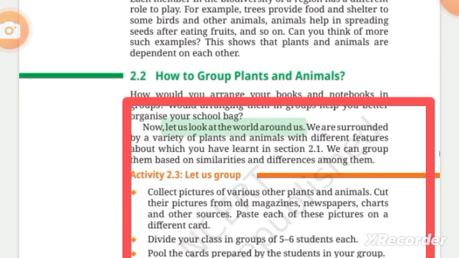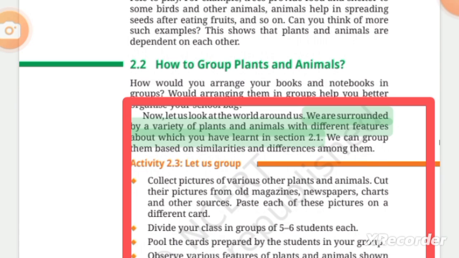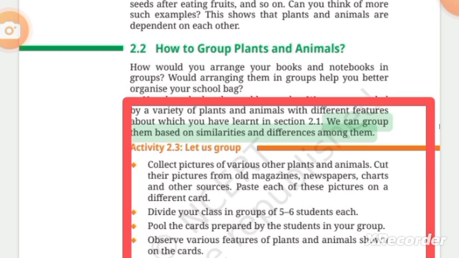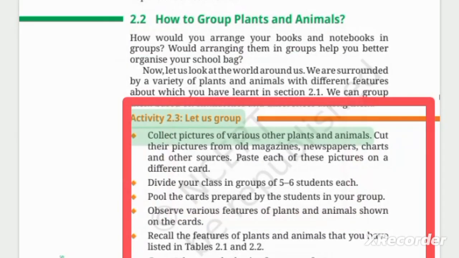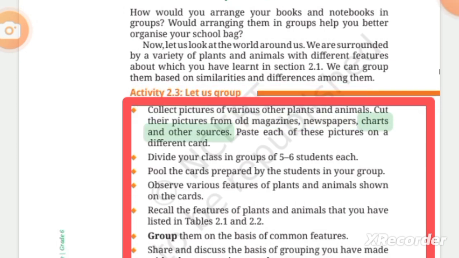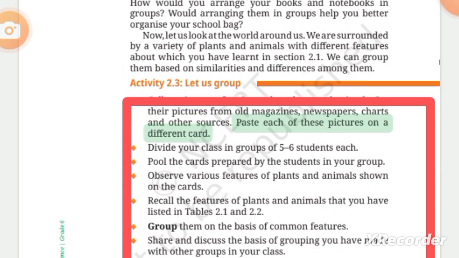Now, let us look at the world around us. We are surrounded by a variety of plants and animals with different features about which you have learned in section 2.1. We can group them based on similarities and differences among them. Activity 2.3. Let us group. Collect pictures of various other plants and animals. Cut their pictures from old magazines, newspapers, charts and other sources. Paste each of these pictures on a different card.